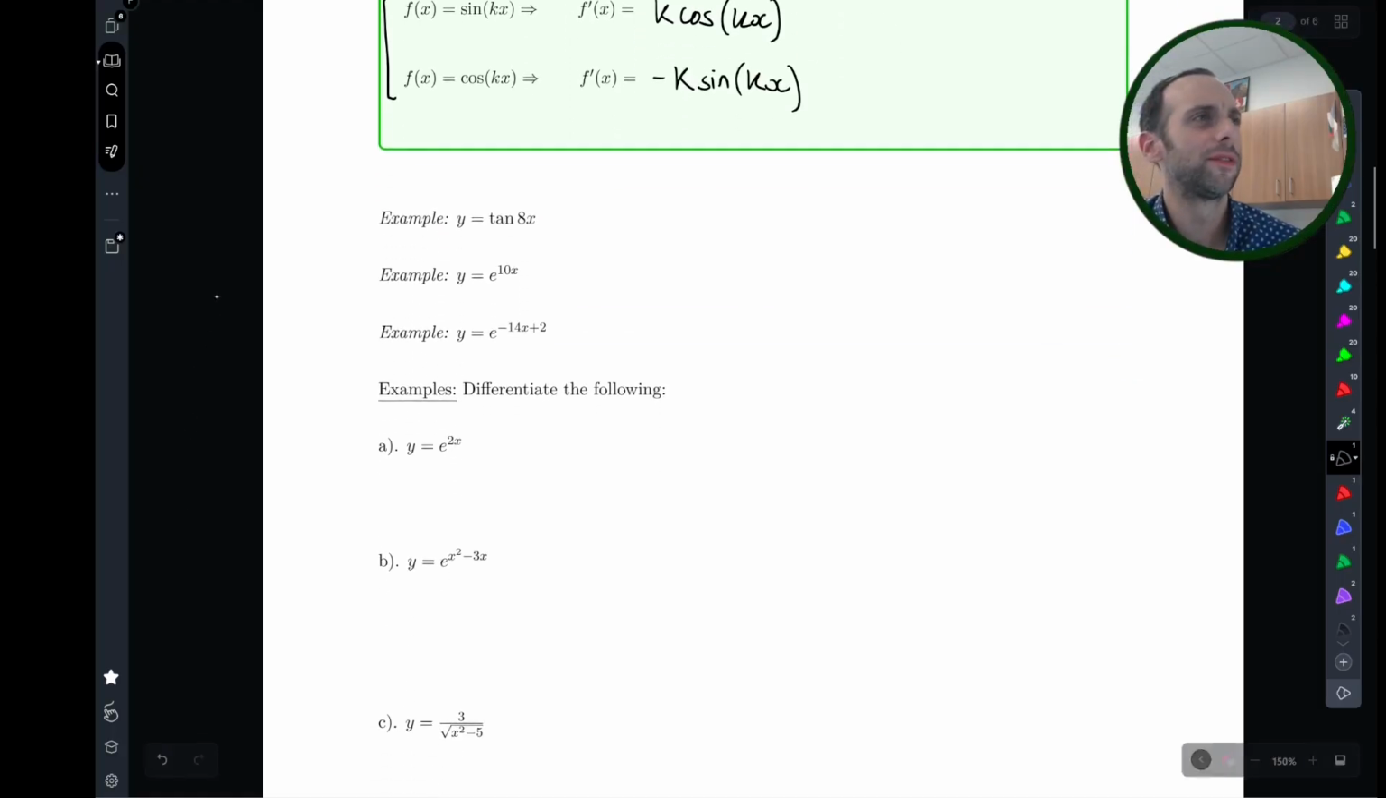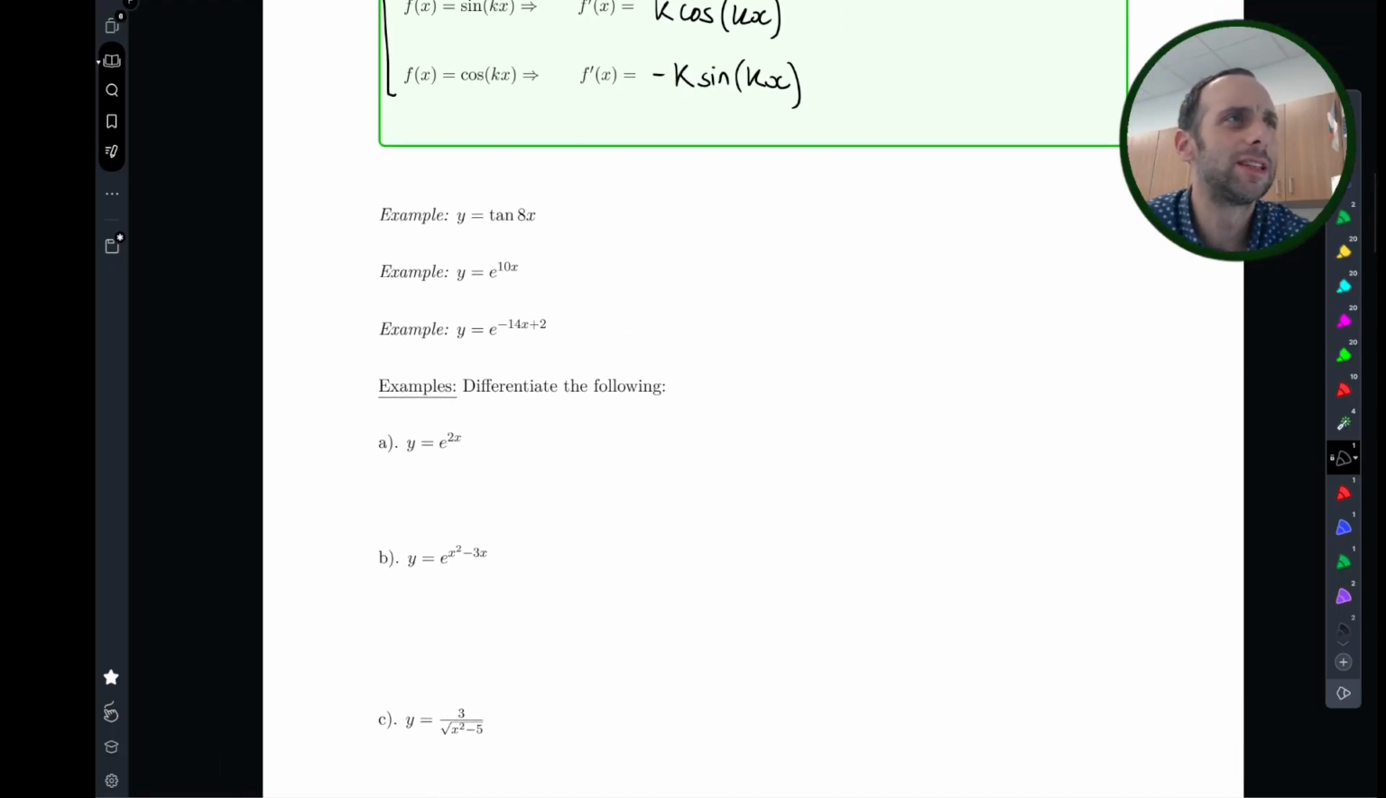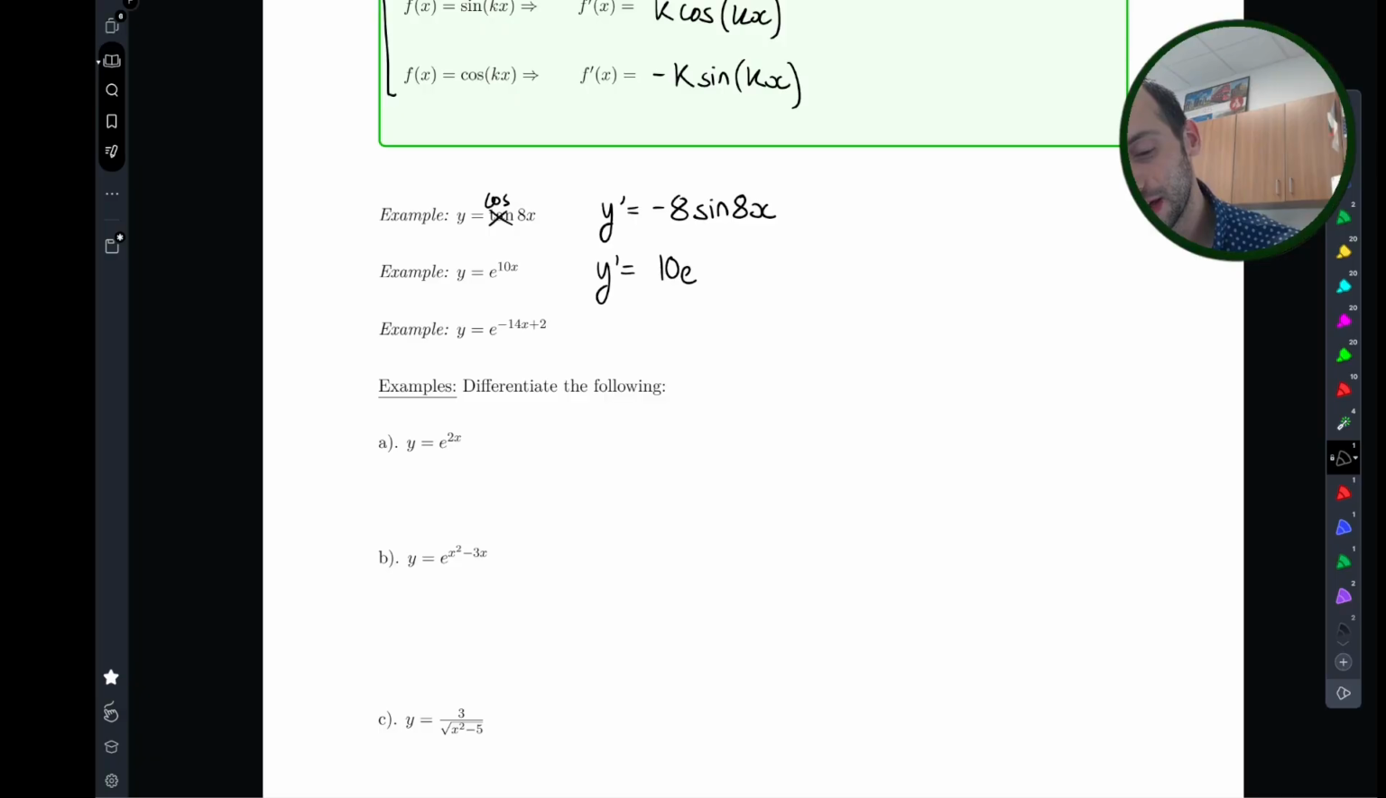All right, underneath here we have some quick examples. The derivative of cos 8x. I'm going to change that from a tangent function actually to a cosine, which we don't really see tangent functions at standard level. We can use the rule in the green box to just say the derivative here is negative 8 sine 8x. So that chain rule is just popping that 8 out in front because that's the derivative of the 8x. Same with the e to the 10x, derivative there, 10 e to the 10x.